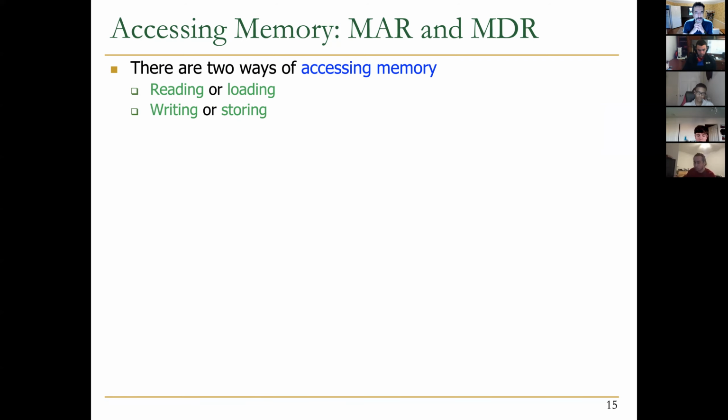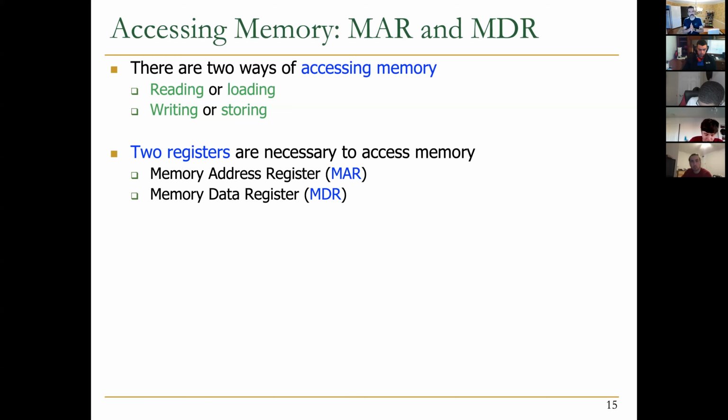So let's talk about accessing memory. There are essentially two ways of accessing memory. You already know that. You either read the memory or write. Sometimes reading is called loading data from memory, and writing is called storing. That's a convention that may also help you to interpret the assembly instructions better.